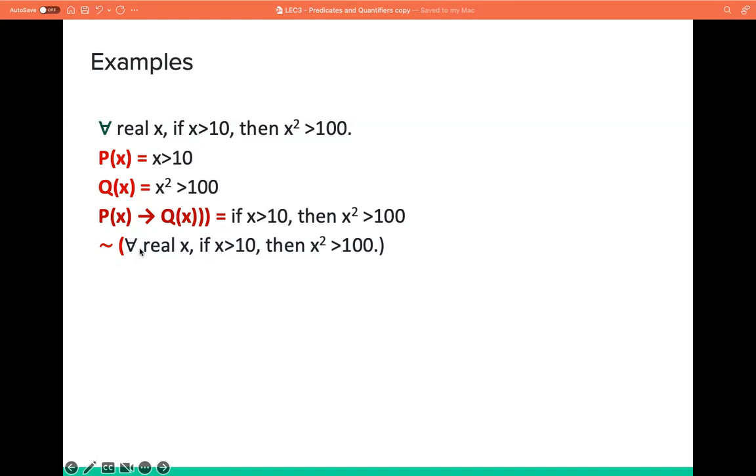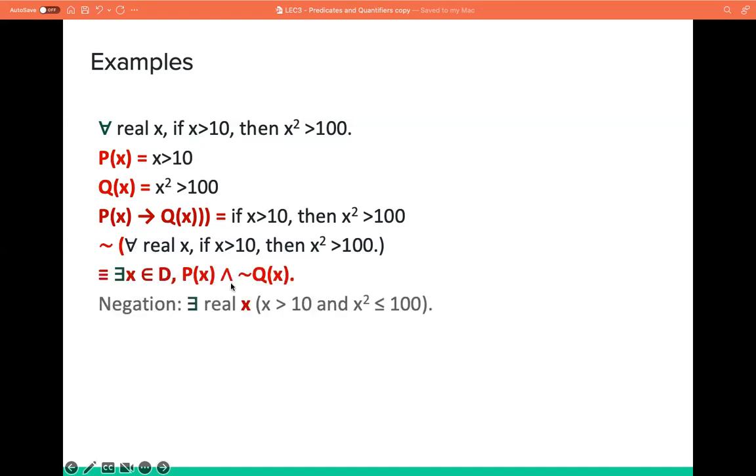We know that the negation of a universal quantifier is expressed this way: there exists x in D such that P of x and not Q of x. We have already proven this in the previous slide. So this statement's negation will then be there exists a real number x. We retain P of x, so x is greater than 10, and the negation of Q of x, so we have x squared is less than or equal to 100.